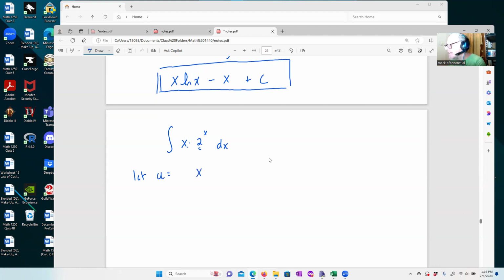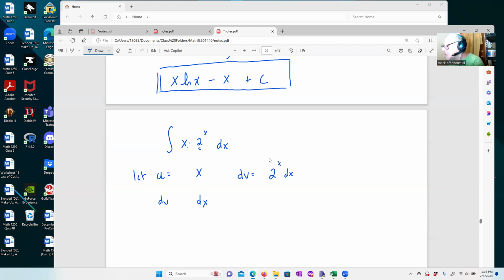Let's go ahead and let that one be X. You're not always going to pick the right u. You're not always going to pick the right dv. But usually, with a little bit of practice, they're set up so you will get the right one. So just be dx. Okay, dv is equal to 2 to the x dx.